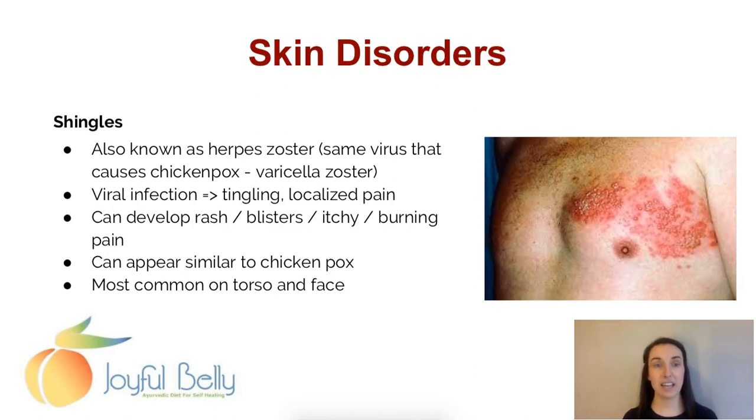So shingles is also known as herpes zoster, and this is from the same virus that causes chickenpox, varicella zoster. So shingles is a viral infection that causes tingling and localized pain on the skin. It can develop rash, blisters, itchy, burning pain, and the appearance is similar to chickenpox. These blisters tend to occur most commonly on the torso and the face.